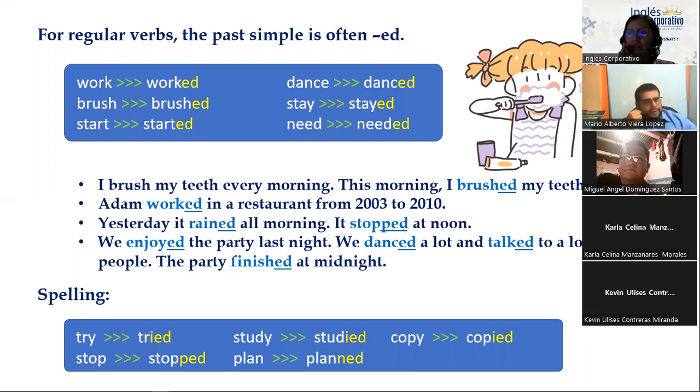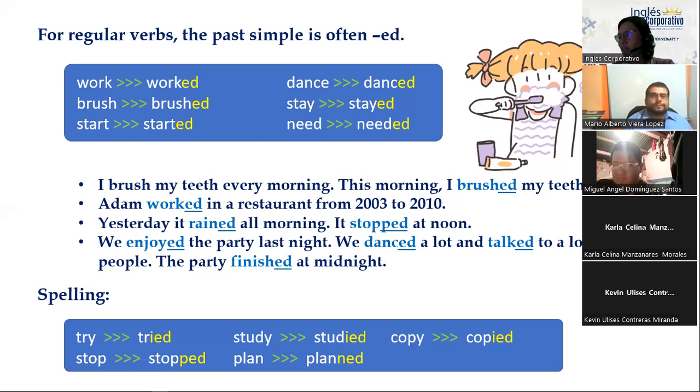Stop, plan, right? Whenever we have these type of verbs, ¿verdad? Que son en sí monosílabos, aunque en realidad se escucha un sonido a la par, vamos a duplicar la última consonante y vamos a agregar ed. Hay más ejemplos, creo que esos son los dos más comunes. Stopped and planned, right? So, there you have some examples.